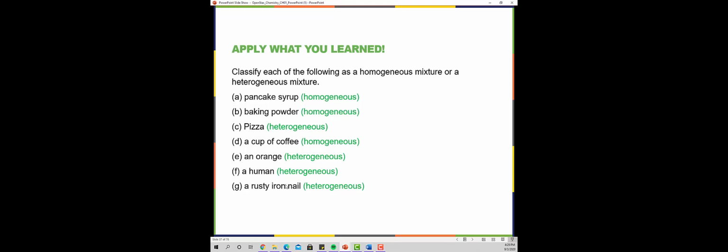A rusty iron nail. This one's tricky, but if you think about it, iron is pure, and rust is something that happens when iron interacts with water and oxygen, turning into iron oxide. So in a rusty iron nail, on the outside you have rust, and if you cut the nail open, on the inside you would have iron, because the nail only rusts from the outside. The inside of the nail is pure iron, the outside of the nail is pure iron oxide. So that's a heterogeneous mixture.